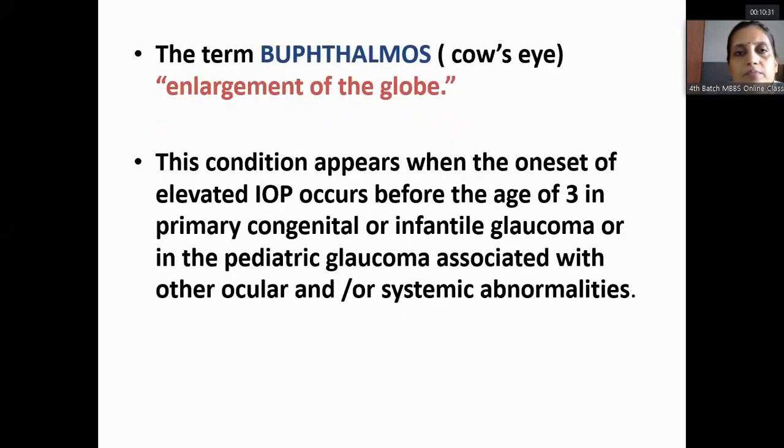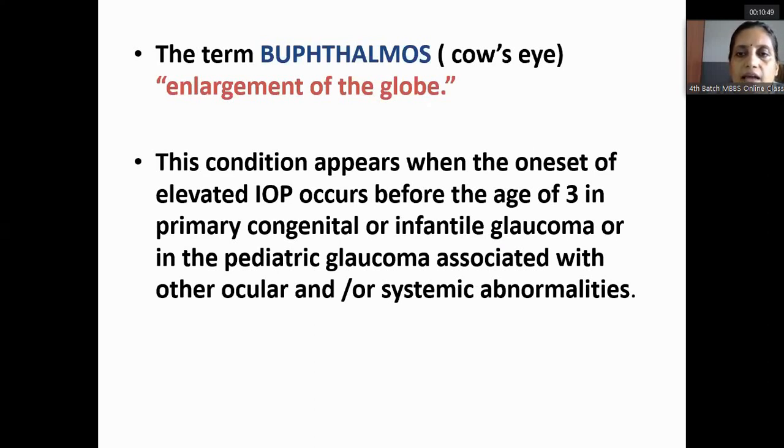So over here comes the buphthalmos. Bou means bullseye or cow, and ophthalmos means eye. So buphthalmos, which is the enlargement of the globes, which we see like the cow's or bullseye. So it is called buphthalmos.